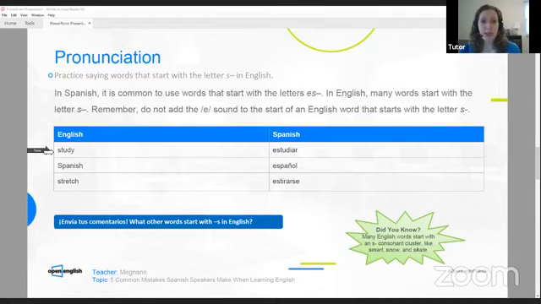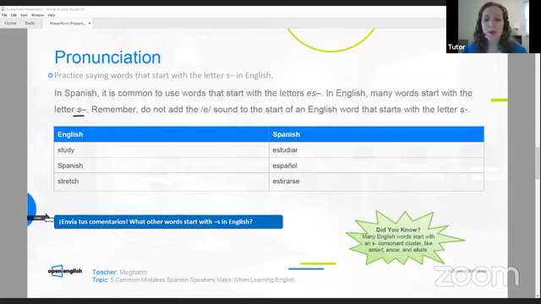So because you speak Spanish, you think, oh, estudiar, español, estirarse, but the English pronunciation, no es Spanish. The pronunciation, study, stretch. Okay, so be careful with words that start with the letter S in English. You start with the S pronunciation. Did you know that many words in English start with an S consonant cluster, like smart, snow, and skate?